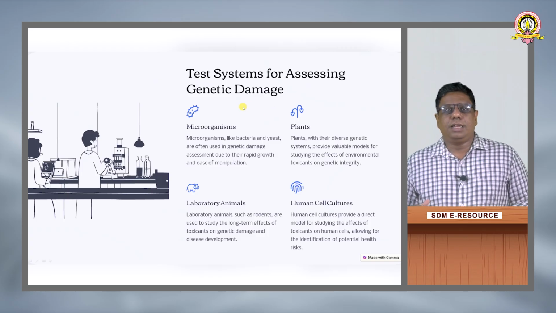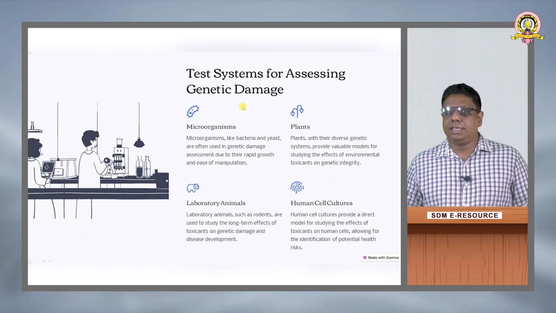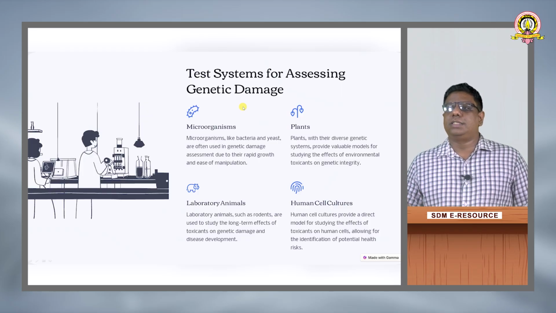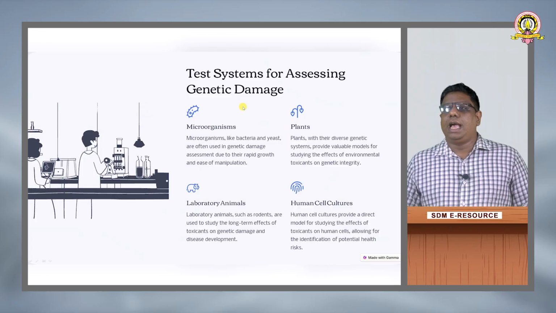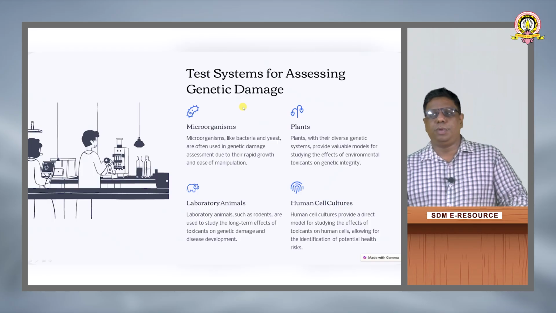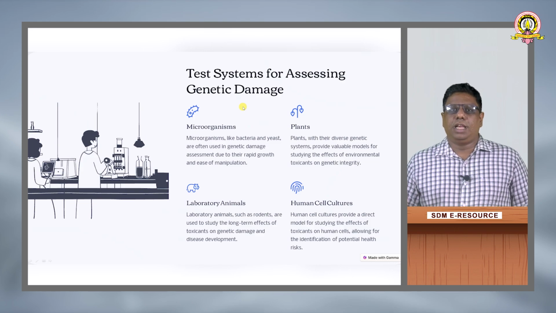What are the organisms that we are looking into? One important group is microorganisms. Small microorganisms such as bacteria and yeast are often used in genetic damage assessment due to their rapid growth and ease of manipulation. They are very easy to culture. You can take them in a petri dish and culture them, and once cultured, they are easy to manipulate.